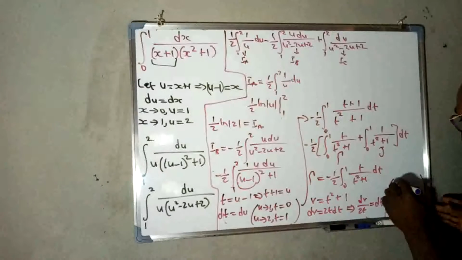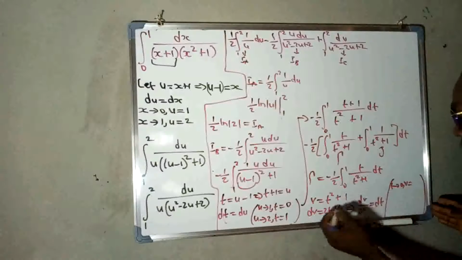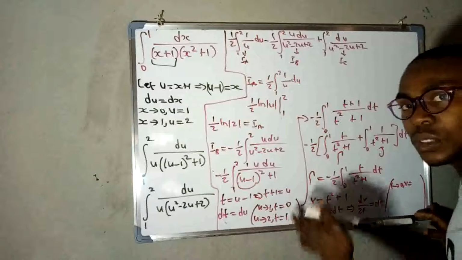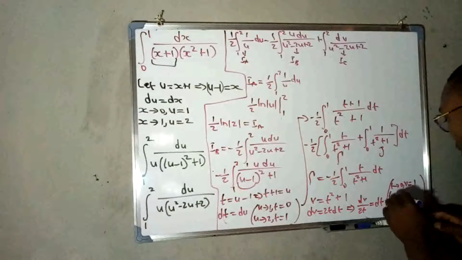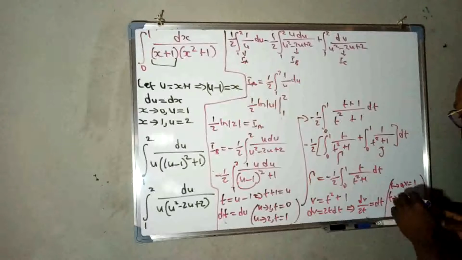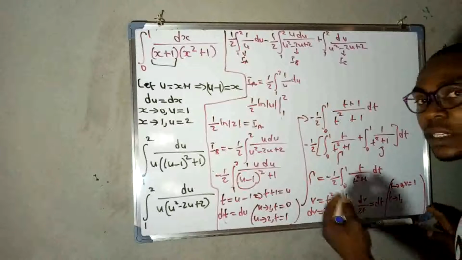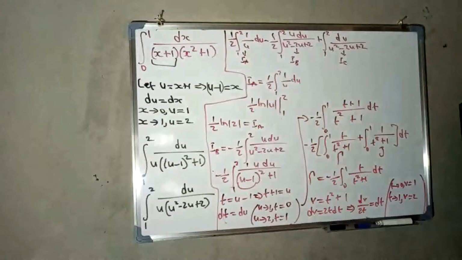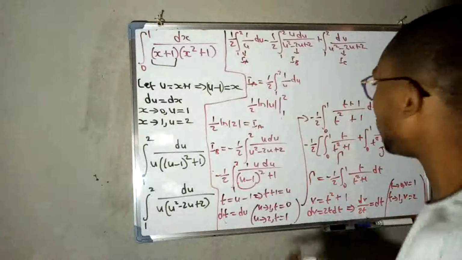Remember, my t approaches 0. Then my v equals, when I bring my 0 into my t, 0 raised to power 2 is 0. 0 plus 1 is 1. Then my t approaches 1. When I plug in my 1 here, 1 raised to power of 2 is 1. 1 plus 1 is 2. So my v equals 2. Wow, I think I have to clean this side. So we move further.